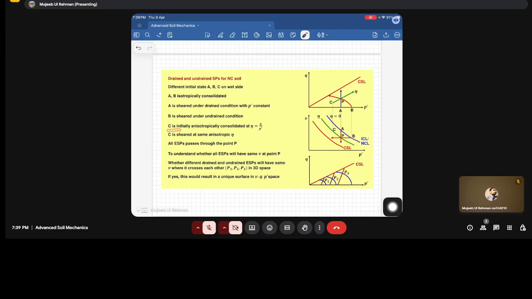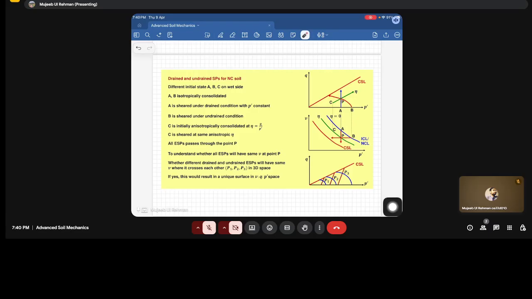C is initially anisotropically consolidated at eta equal to Q by P, so it will have some ordinate along the Q direction. C is sheared at the same eta, which means we are maintaining this Q by P ratio throughout the test. So all the ESPs, whether this one or this, pass through this point P. Similarly, if we start at some other point, for the different states A, B, C, the stress paths are passing through a singular point.